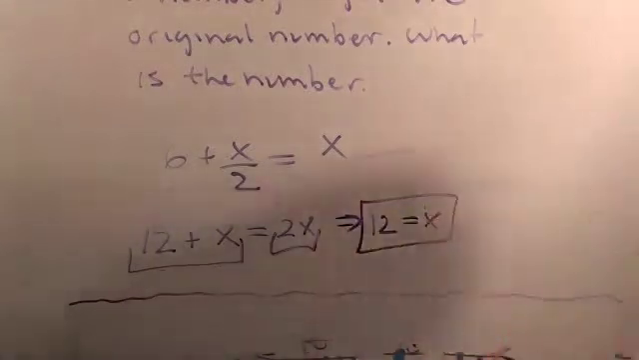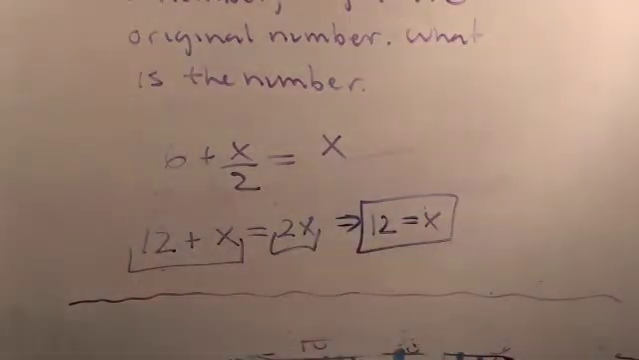Was that hard? No. So sometimes when you have fractions, it's easier to multiply through by what the fractions are. Okay, so here we got x equals 12.